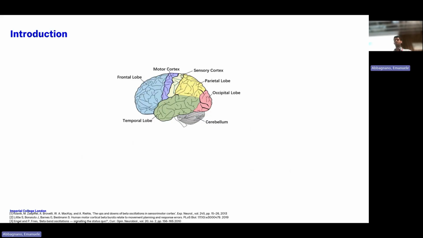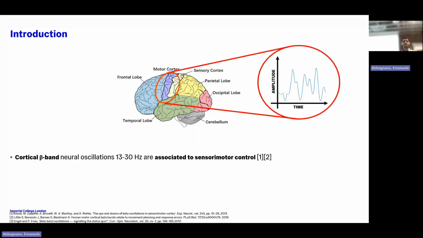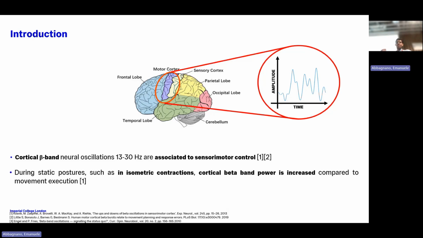Now, where does it originate from? Why is it there peripherally? Theoretically, it probably originates from the motor cortex. Cortical beta band, so these oscillations between 15 and 30 Hz, are associated with sensorimotor control. We don't know, though, the functional role of these oscillations at cortical level yet. We just know that they are associated with sensorimotor control, and that whenever there is an isometric contraction, the cortical beta band power is increased.